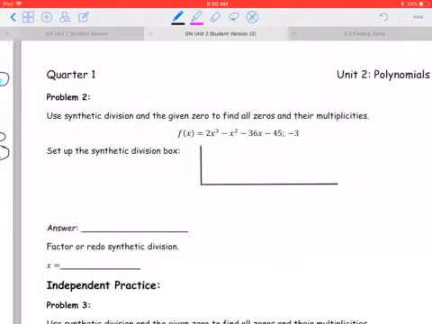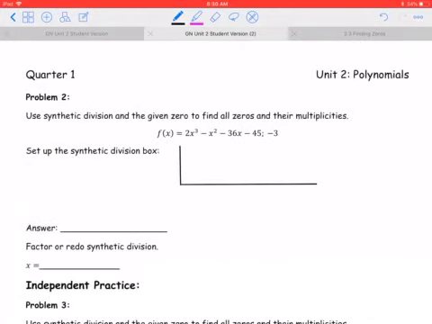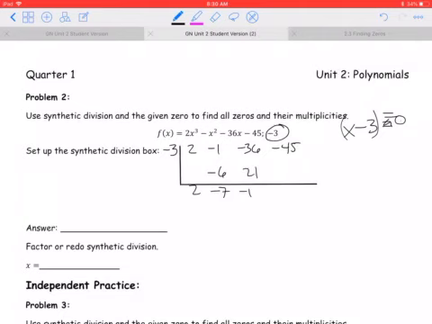Okay, looking at problem number 2. Go ahead and set up your synthetic division. They did give you A. You don't need to change the sign. You only change it if they gave it to you like this, because you'd have to solve it. So they give you a parentheses. That's when you change the sign. So go ahead and set it up and solve it. Okay, should look like this. When you go through and solve, double check your work with mine.